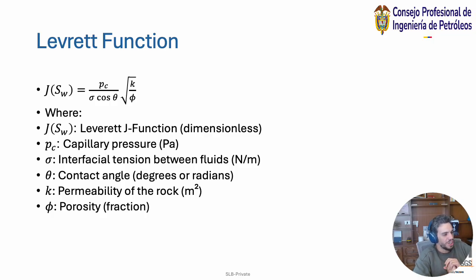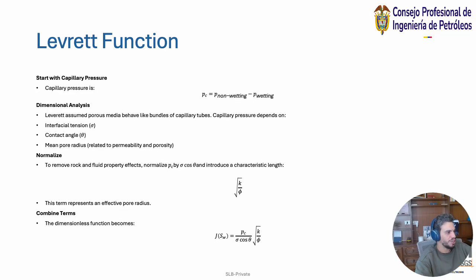This is J, a function of the water saturation, and it's multiplied by the capillary pressure P_c divided by sigma, where sigma is the interfacial tension, whose dimensions are force per unit length, multiplied by cosine theta, a trigonometric function, multiplied by the square root of permeability over porosity. So our variables are ones we're pretty familiar with. So let's get into the derivation.